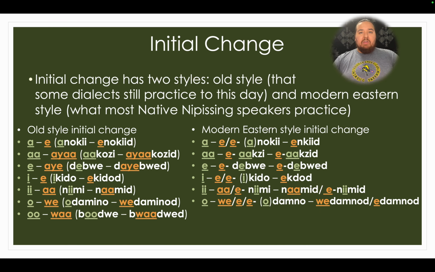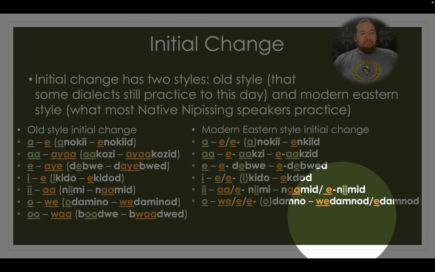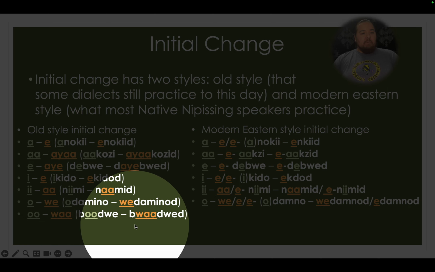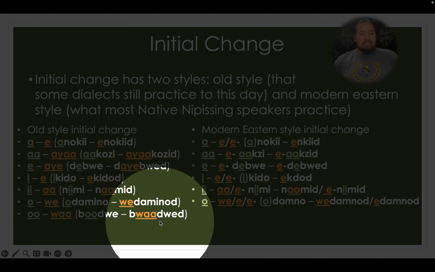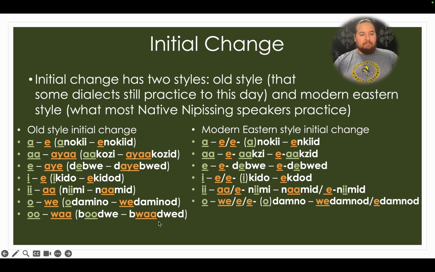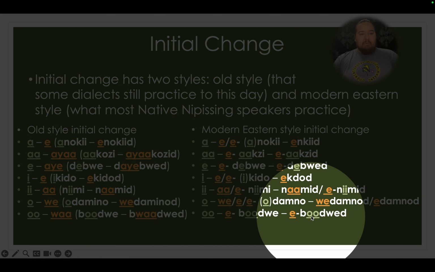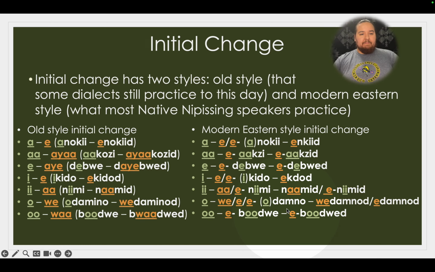And the last one, our long O sound becomes a wa sound. So for example here, bodwe, she who builds fire. Bwadwed, the one who builds the fire. And for Nipissing Nishnaabemwin, we don't get rid of the O sound or change it. We just add an E prefix if there's no tense marker present. So bodwe becomes ebodwed. And you can see here we still keep that O sound. We just add the E sound.